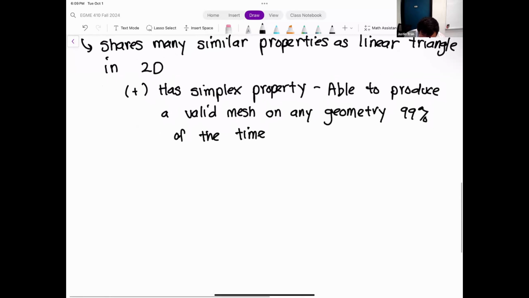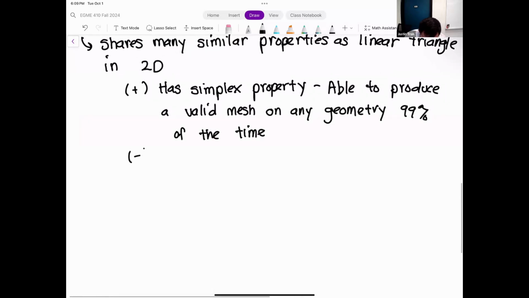So if you have any kind of complex geometry, for a lot of your projects, you're probably going to be using tetrahedral elements just because it meshes better for your geometries. Okay, that is very valuable.